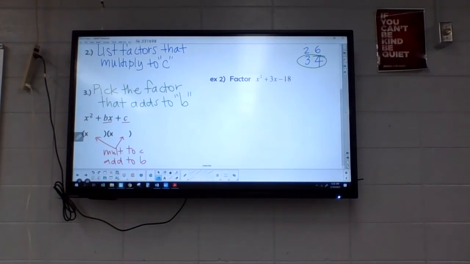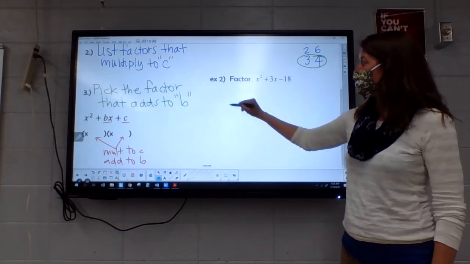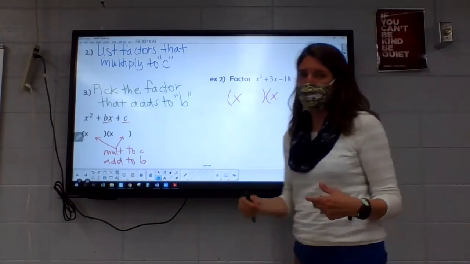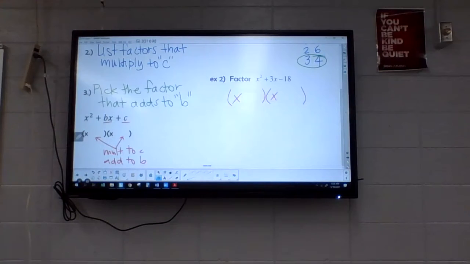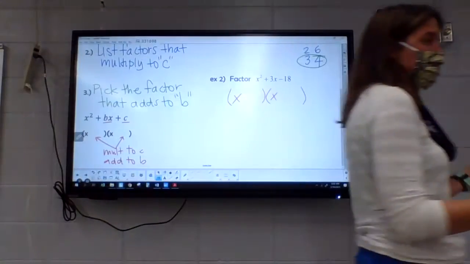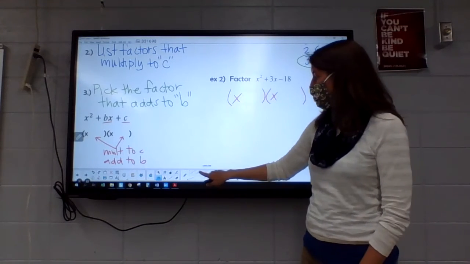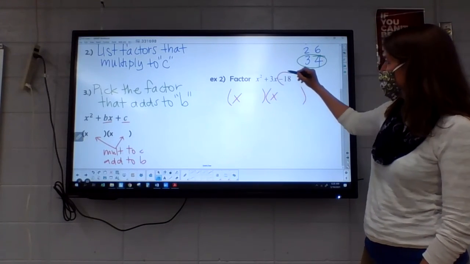Now this next problem, we should know how to start this already. Since it's x squared, we know it has to be x times x. Like I said, down the road that's not going to be the case, but right now we're just doing x times x. What do I want to multiply to get here? Which number? The negative 18, yeah. So I want to multiply to negative 18.